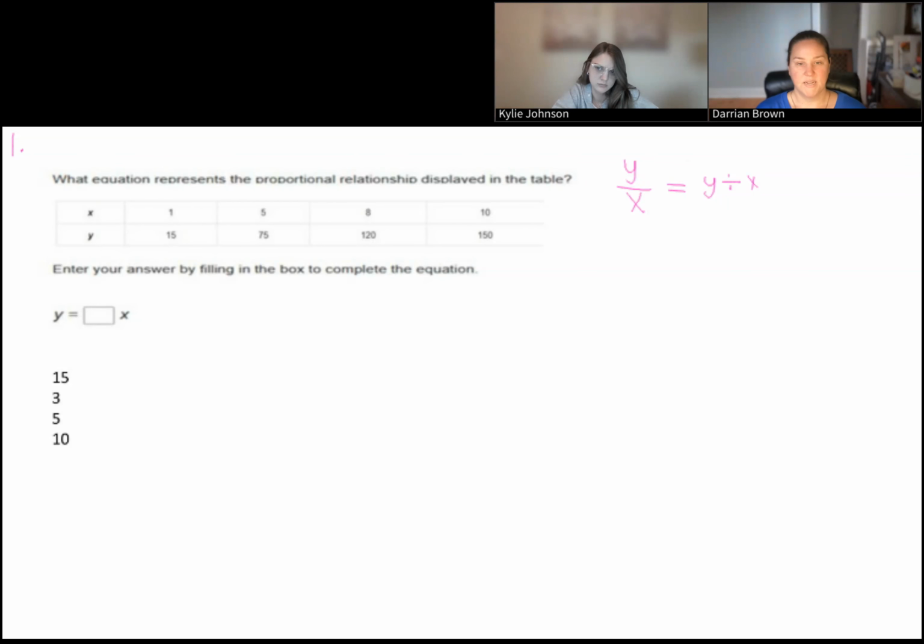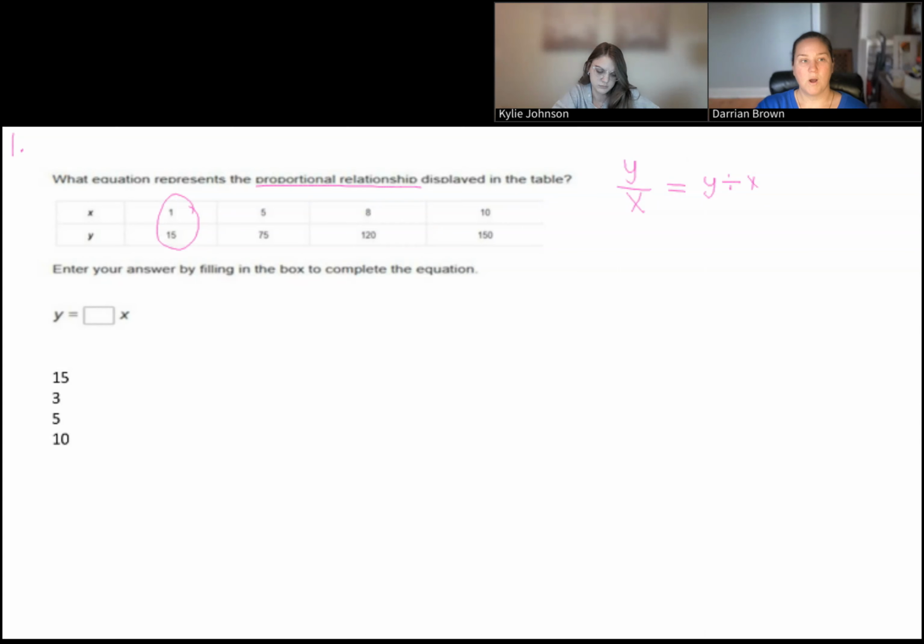Okay, and it tells us right here that this is a proportional relationship. So since we already know that it's a proportional relationship, we only need to do one of these sets of numbers. Because if it's proportional, that means that all of them are going to equal the same thing. If they didn't all equal the same thing, it wouldn't be proportional.